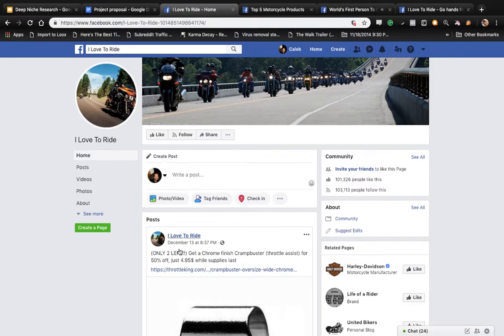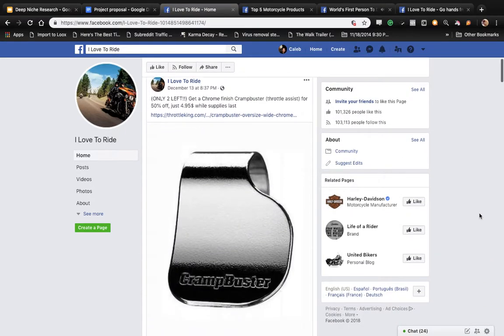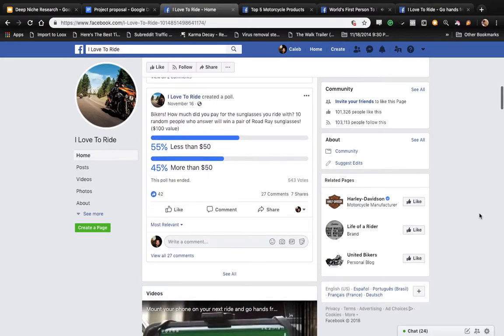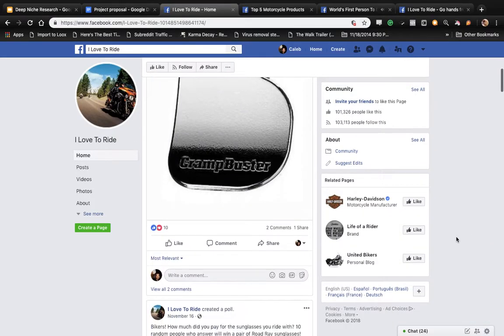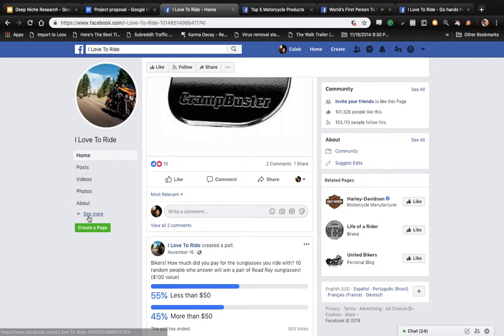But yeah, this is why it's very important to regularly update your page and look at adding value. Look at this. They haven't posted anything to their page since December 13th. It's already December 21st. These are the type of stuff that you cannot overlook.